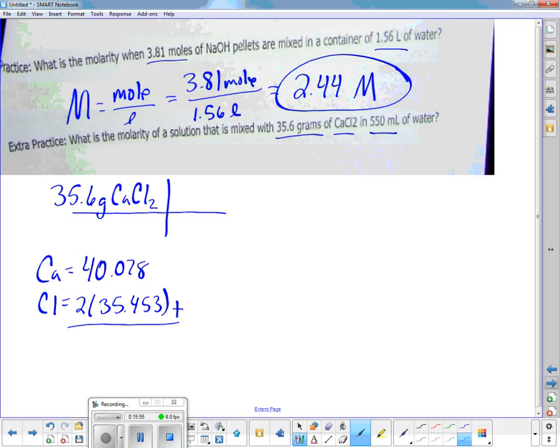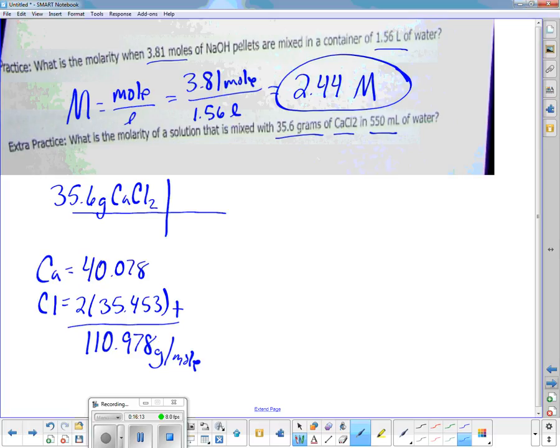I'm going to add that up. So let's add that up. Let's get a mass for this. We always want to add the mass to 5 sig figs. 110.978. Okay, we'll take 6. That's all right. That's how many grams are in 1 mole.